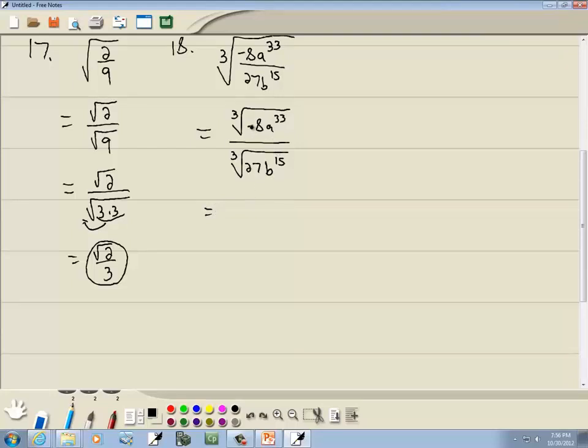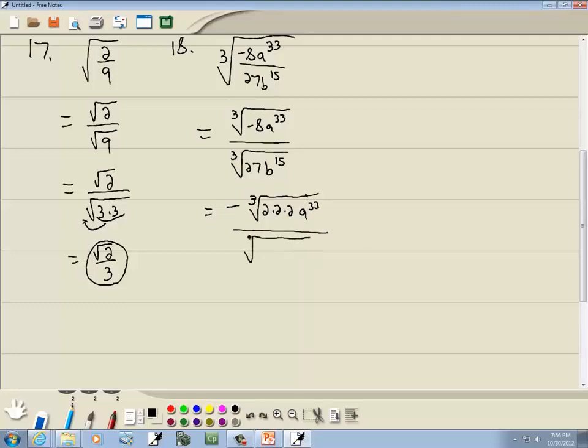Now up on top, our index is odd, and we got a negative number. Remember we said we can just take negatives and bring them out of the radical, assuming your index is odd. Now 8 is 2 times 2 times, well, 3 2s. And then we got a to the 33rd.